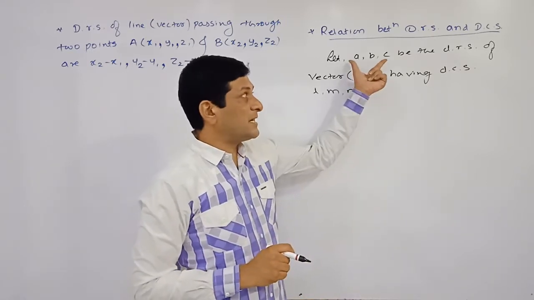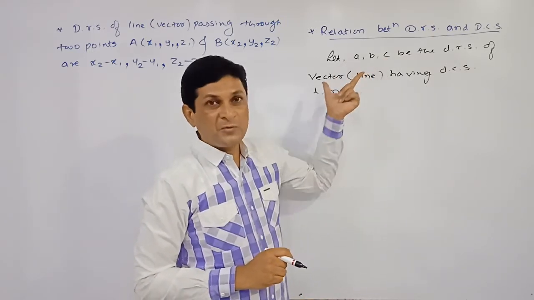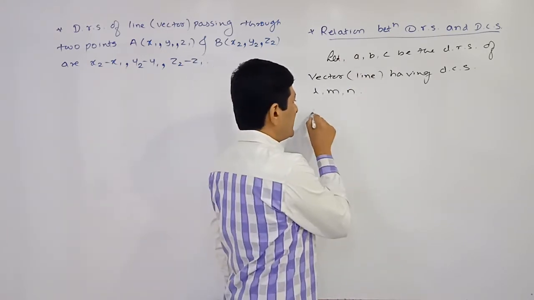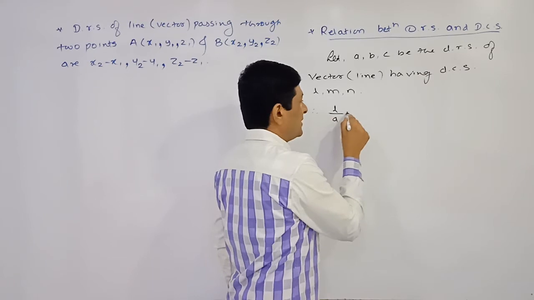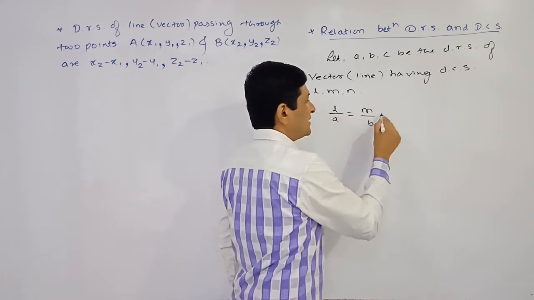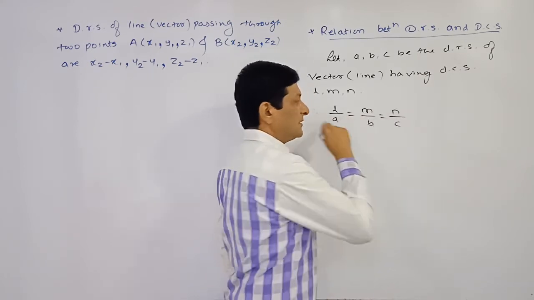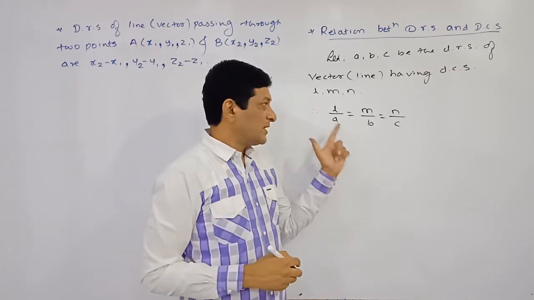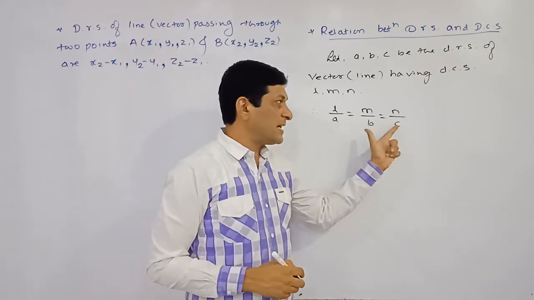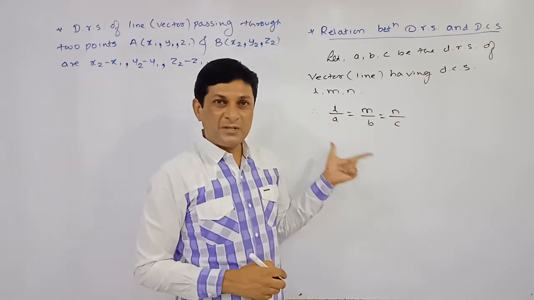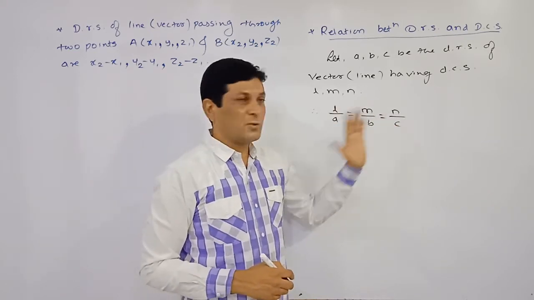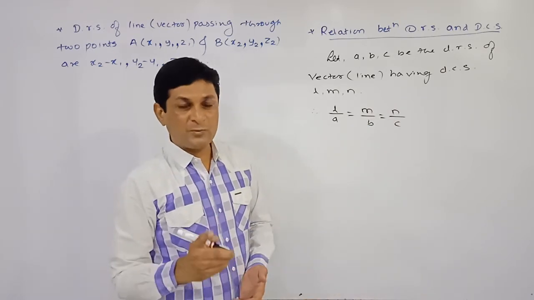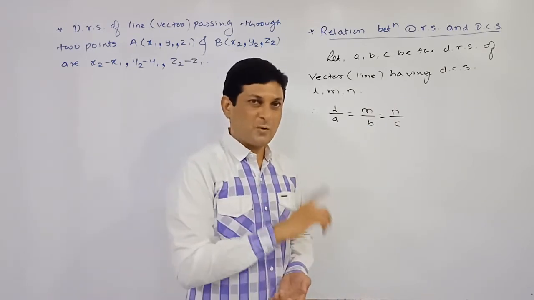Then according to the definition of direction ratios, what is that definition? If A, B, C are the direction ratios, then definitely they will be proportional to the direction cosines. So therefore L upon A will be equal to M upon B is equal to N upon C. This result we are getting from the definition of direction ratios. We can say that A, B, C are direction ratios if these three numbers are proportional to the direction cosines. Direction cosines here we have denoted by L, M, N. It can also be denoted by cos alpha, cos beta, cos gamma.